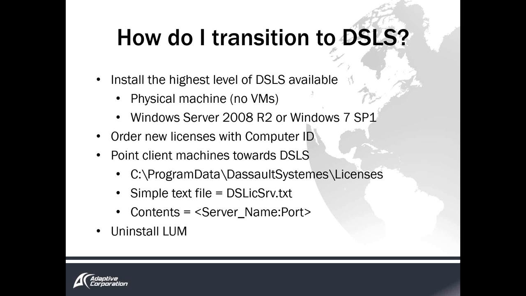In the sense of the code of ethics, running LUM with dual licensing would be considered an illegal operation in the eyes of Dassault, in the sense of having licenses on LUM and licenses on DSLS. Some of the things they are putting in place are for security. As you noticed in the past, if you go way back, licenses literally lasted for 20 years, and now they're down to 2 years.